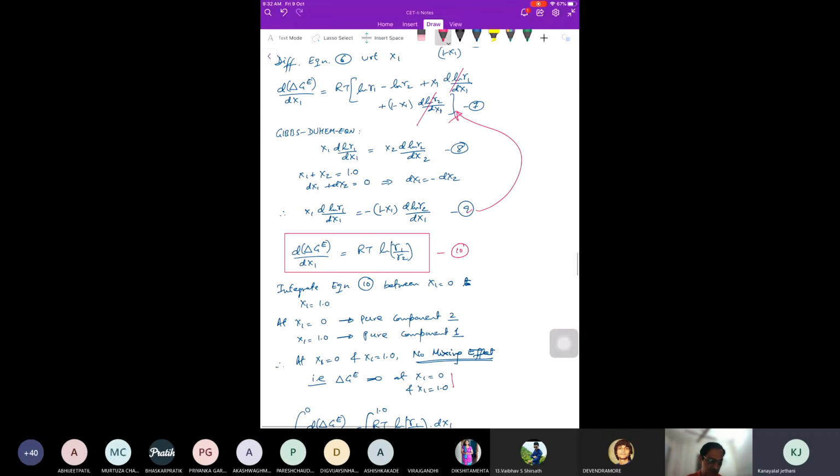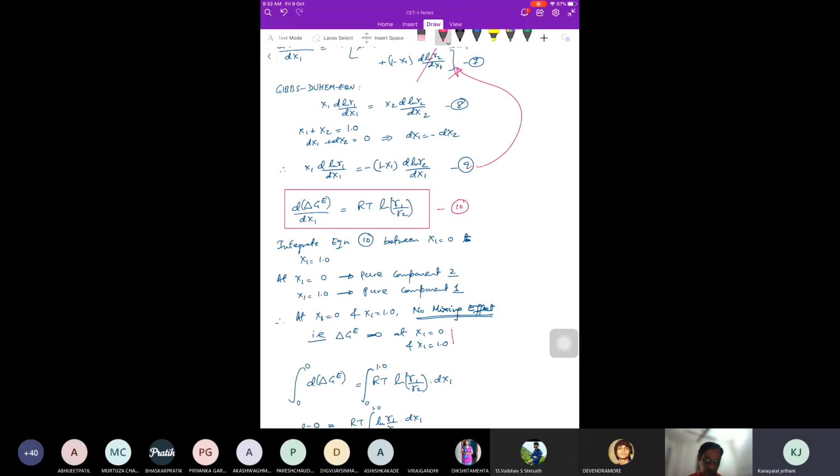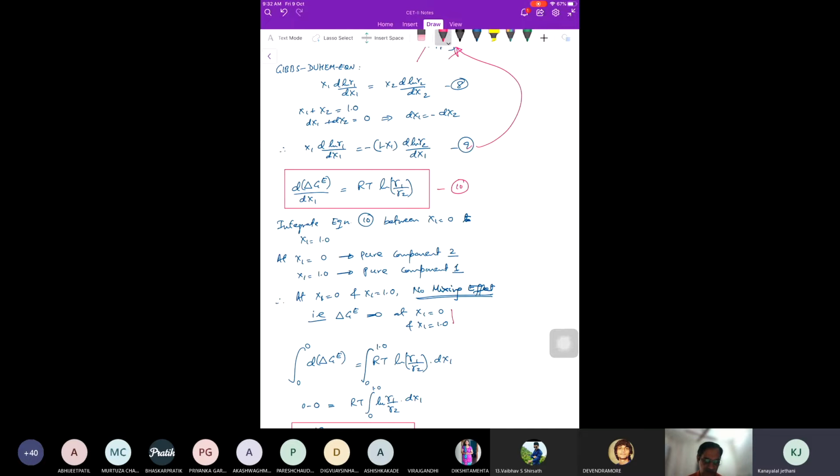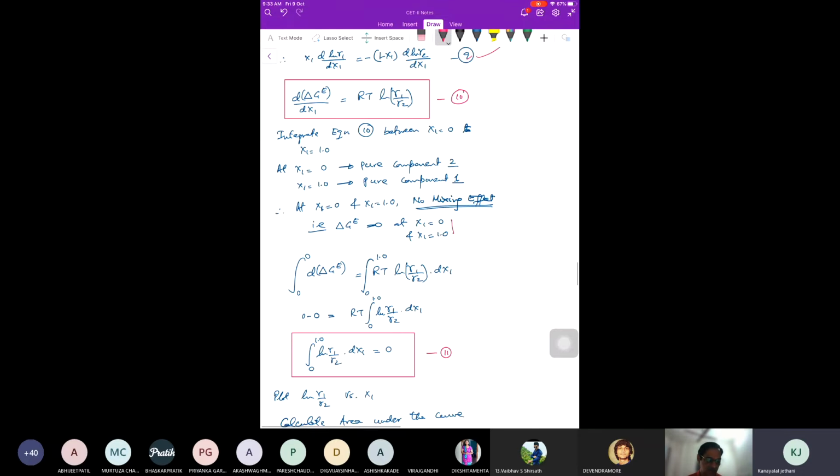Now we integrate equation 10 between x1 equal to 0 and x1 equal to 1. When x1 equal to 0, it's pure component 2, and when x1 equal to 1, it's pure component 1. At these boundary conditions, for pure components, there's no mixing effect, so delta G is equal to 0 at the two ends. So when we integrate d delta G, the lower limit is 0 and the upper limit is also 0. The right hand side is the integral of RT ln gamma 1 upon gamma 2 dx1 between 0 to 1. So what we get is the integral from 0 to 1 of ln gamma 1 upon gamma 2 dx1 equal to 0.